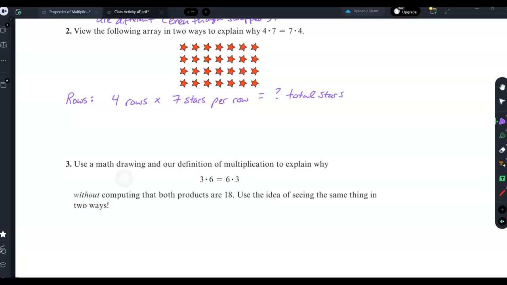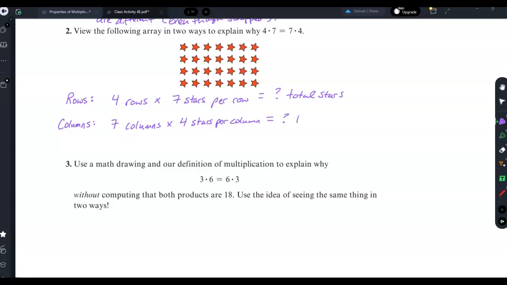And so then if I view this by rotating it, or since I can't rotate my screen, we'll say view it in terms of columns, right? Because that's how I would describe it based on not rotating it. Then this would be, I have 7 columns. So instead of viewing it by rows and stars per row, I'm doing columns and stars per column. So times 4 stars per column.